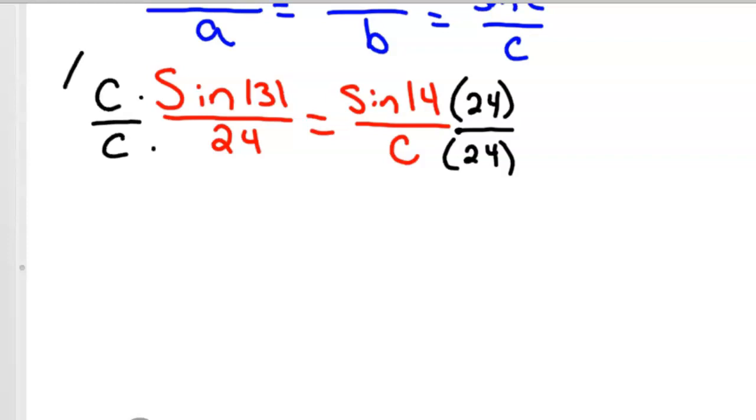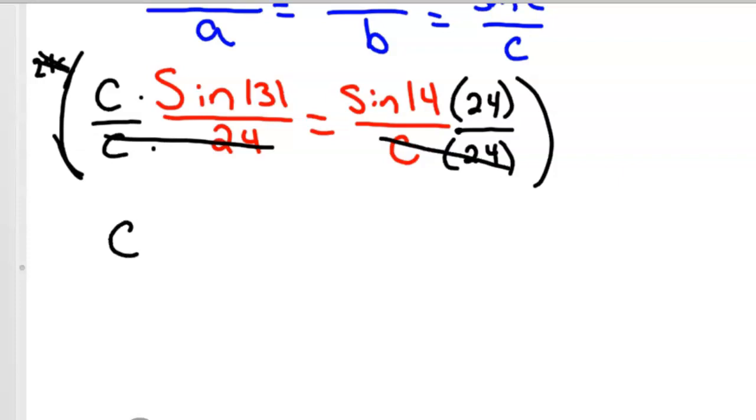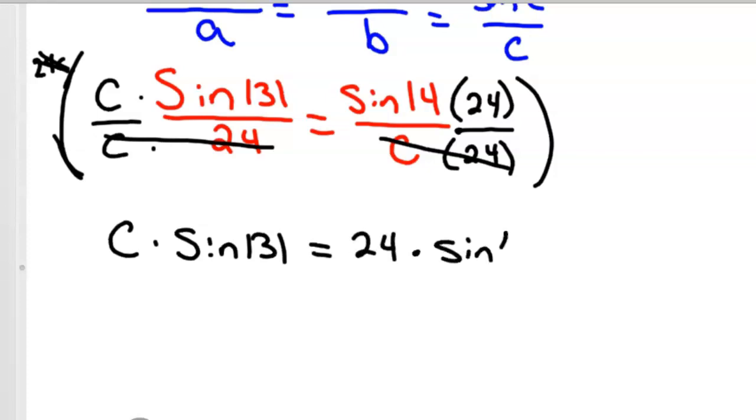And just to show you what's going on, if you multiply the whole thing by 24c, this cancels and this cancels, and this cancels and this cancels. So we're left with c times sine of 131 equals, and I'm just going to rearrange these, 24 times sine of 14, so we don't get into any trouble with parentheses. And so we're down to this point, and now we're going to solve for c.